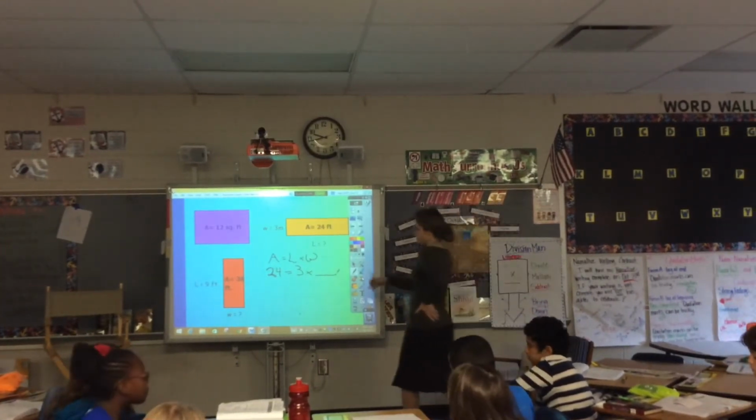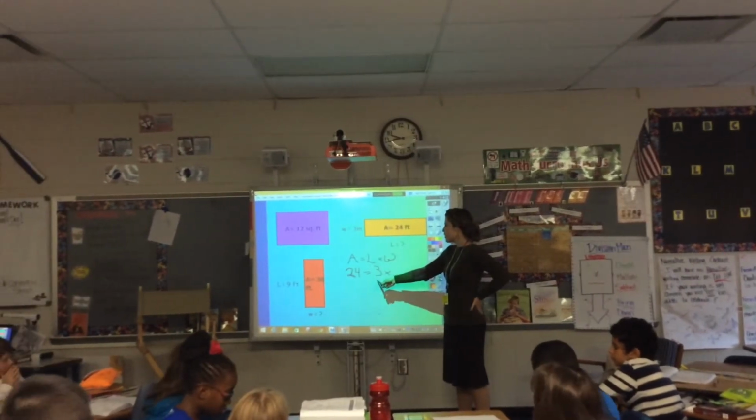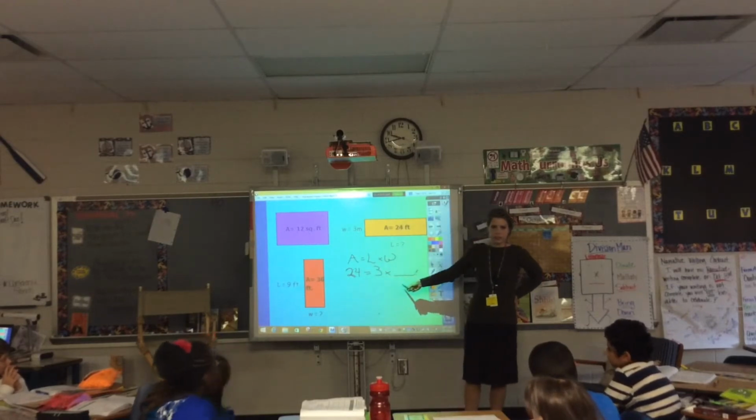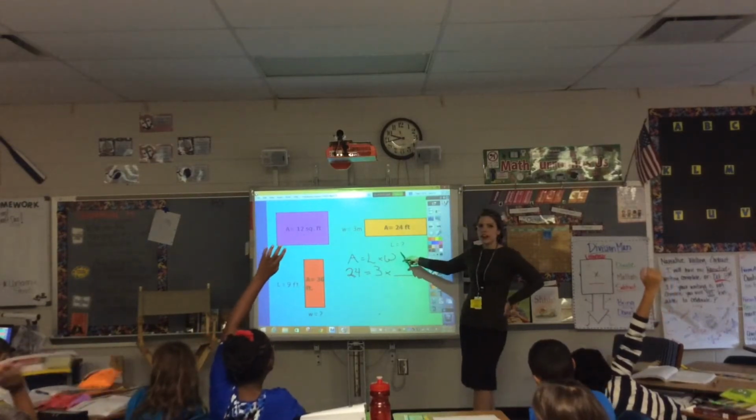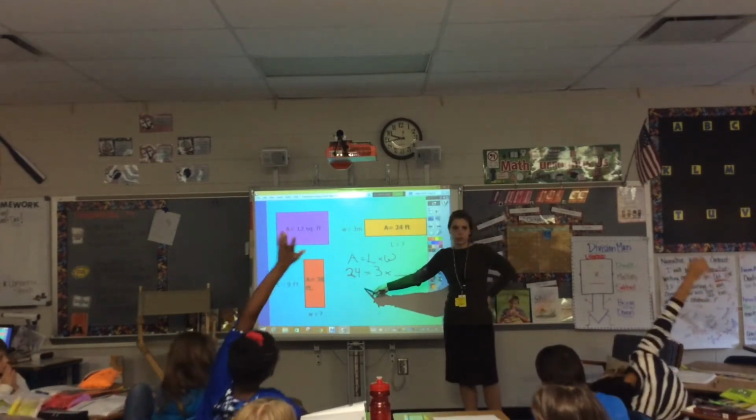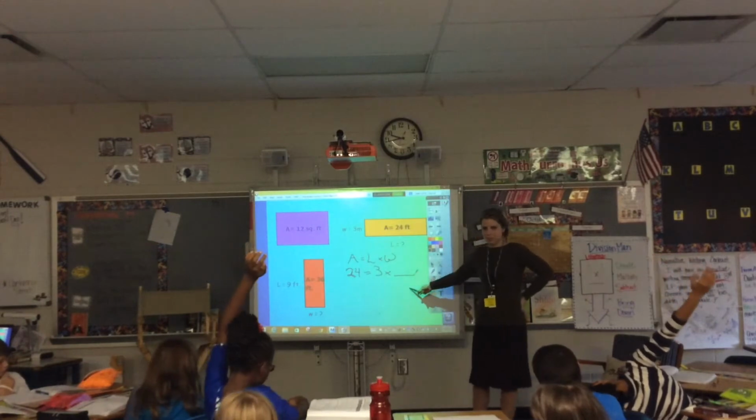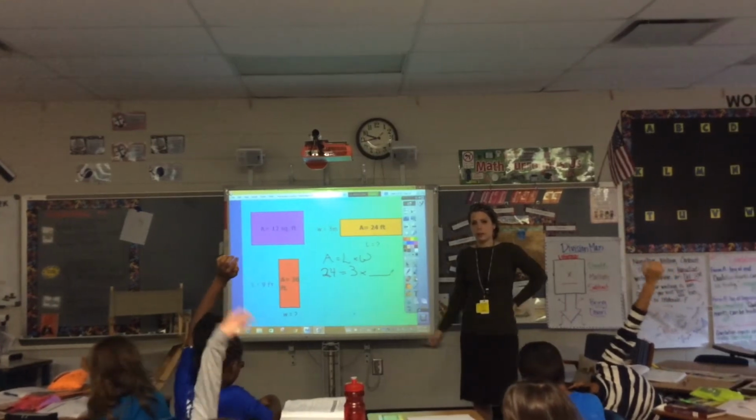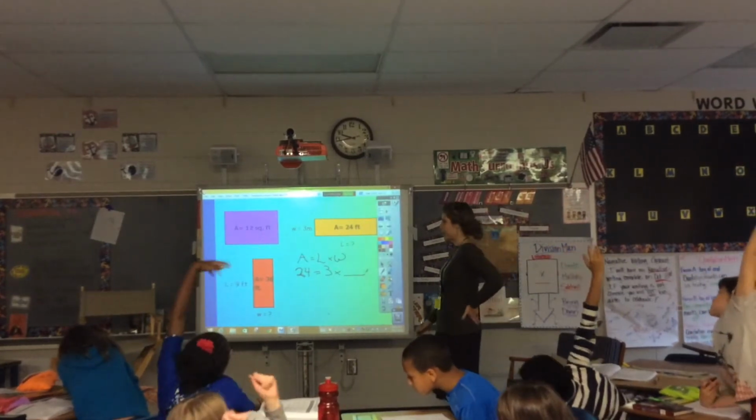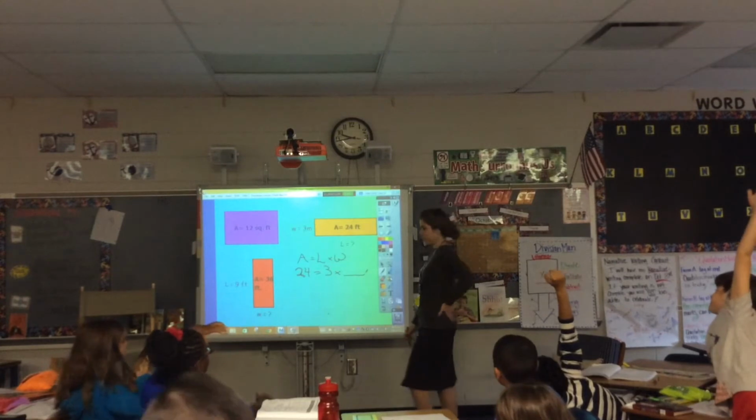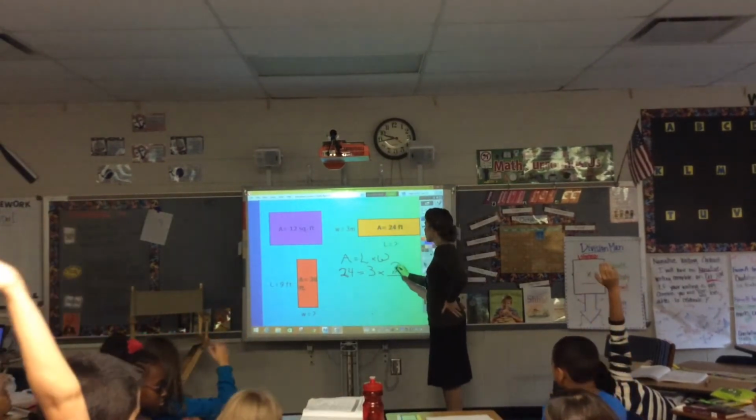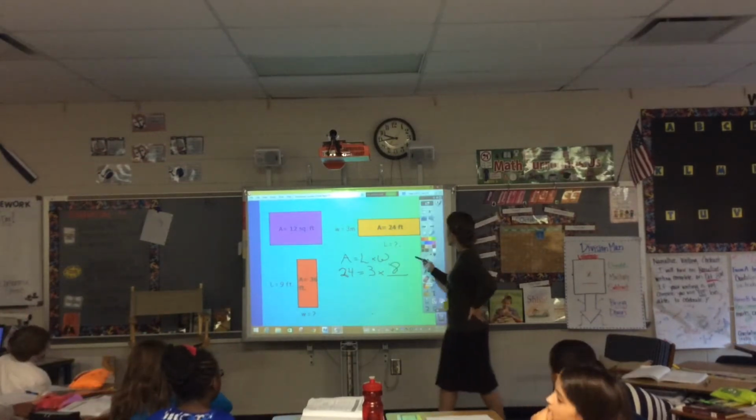We know that our width is 3. Our area is 24. What do we need to find? We need to find our length, right? The length is the mystery. So what times 3 can give us 24? Think of a number. Yep, look at your chart. What times 3? 8? And everybody agree? 8? Yes. Okay, awesome.